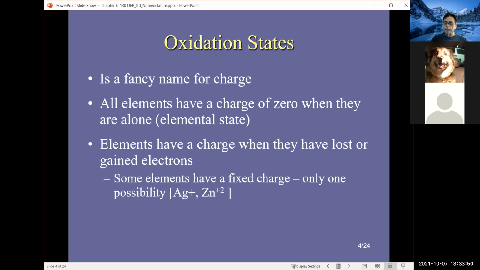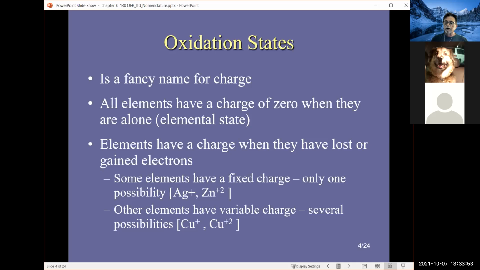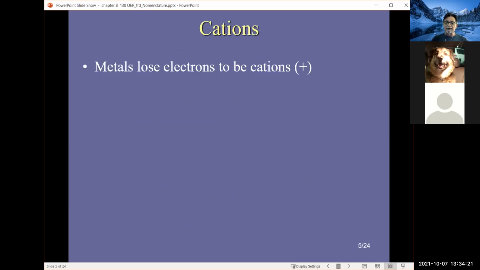Everybody in group 1 and group 2 has a fixed charge, and plus the other 4 metals. So things like zinc and silver have a fixed charge. All the other metals, specifically, have a variable charge. So copper, in the example I utilized, could have an oxidation number of a +1 or a +2. I'm jumping ahead of myself here.